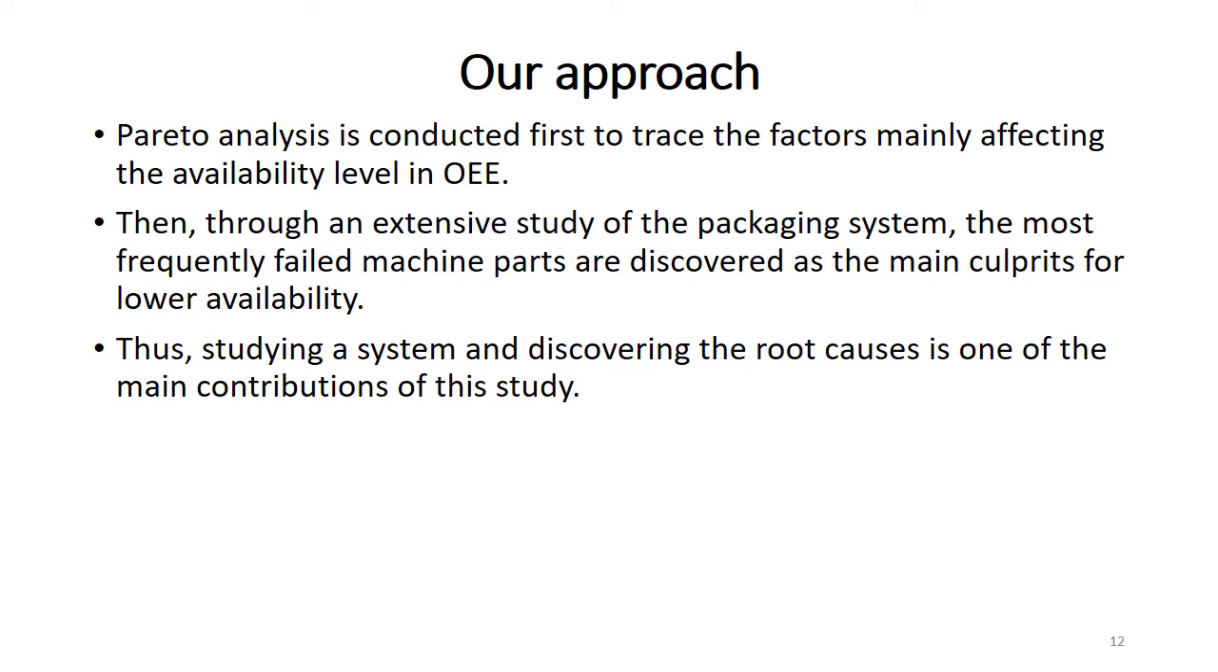We first did a Pareto analysis to trace the factors which were affecting the availability level in OEE. Then we did an extensive field study of the packaging system which gave us the information about the most frequently failed machine parts, and we thus discovered the main culprits for lower availability. Thus, we can see that studying a system and discovering the root causes of a pharmaceutical industry of a packaging unit is one of the main contributions of our study.